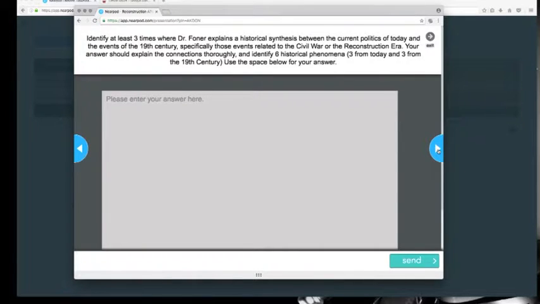So your answer, and it should be in paragraph form in this space, you need to be able to explain these connections thoroughly and identify a grand total of 6 pieces of evidence or historical phenomena, 3 from today and then 3 from the 19th century. And again, use the space below to identify at least 3 times that Dr. Foner explains a historical synthesis between what's going on today and what happened in the 19th century.